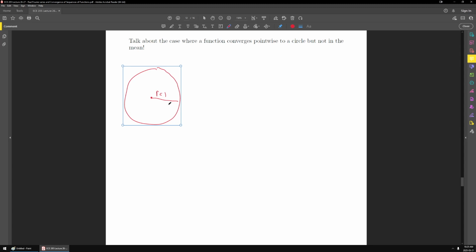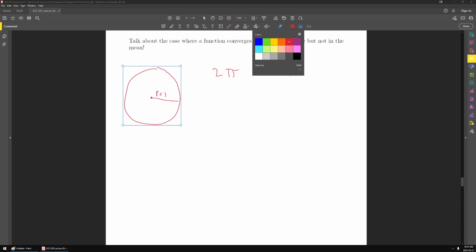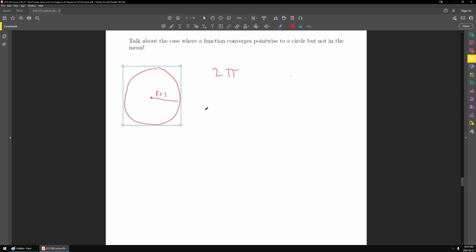Just call it 1. Here I can ask, what is the perimeter? Well, the perimeter of this would be 2 pi. Now the ancient Greeks really liked approximating things with other geometric objects.